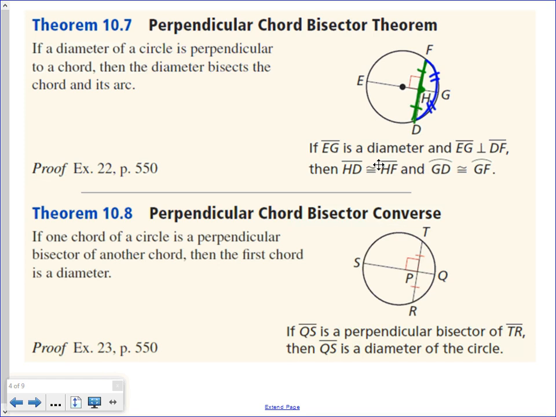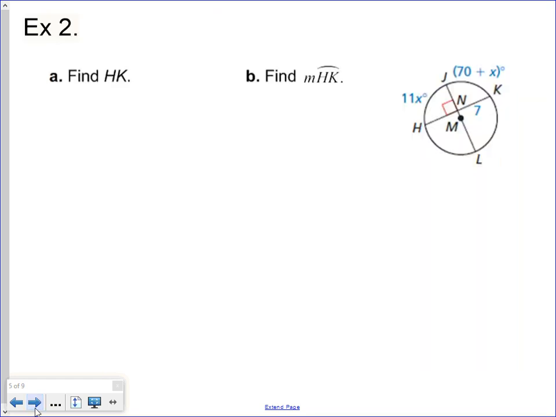And then vice versa. If you happen to know that the two pieces of the chord are the same, and that this is a 90-degree angle, then this has to be a diameter. But the key here is it has to intersect at a right angle. If it doesn't, then this doesn't apply. This one does. First of all, where's my diameter up here? Who can raise their hand and give me the segment that's the diameter of this circle?